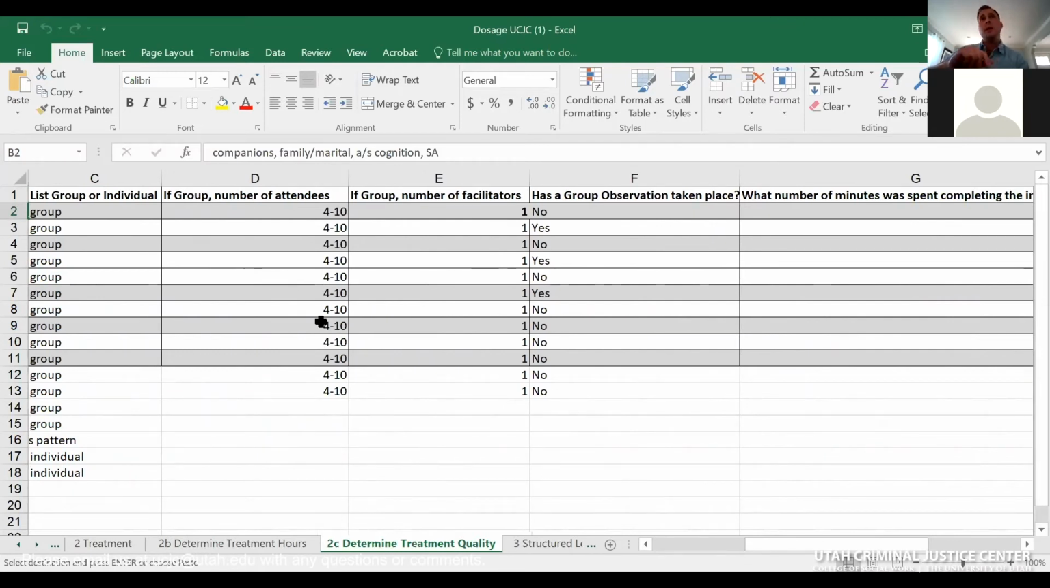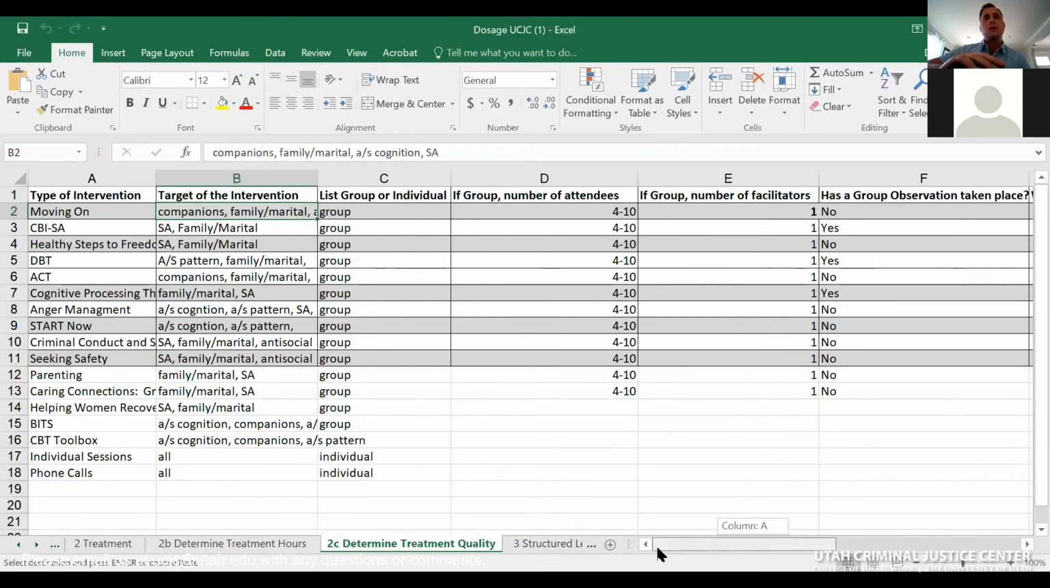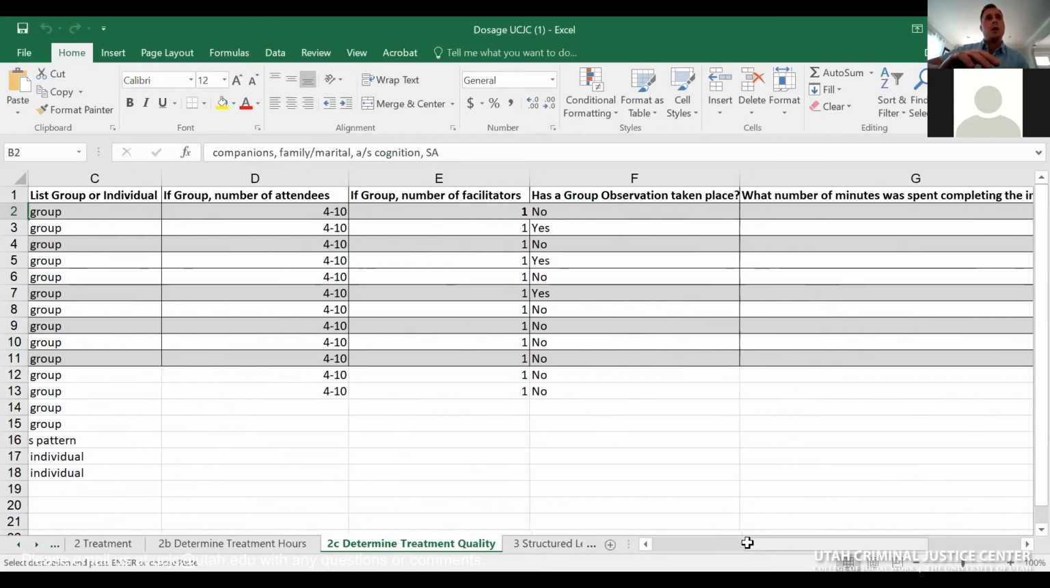This could also be tracked individually or per week by the group. This could be tracked in a number of ways. But as we sent this out, it was just one line per different intervention. So on average, they're saying that the number of attendees is pretty much in this range of 4 to 10, and this could be revised.